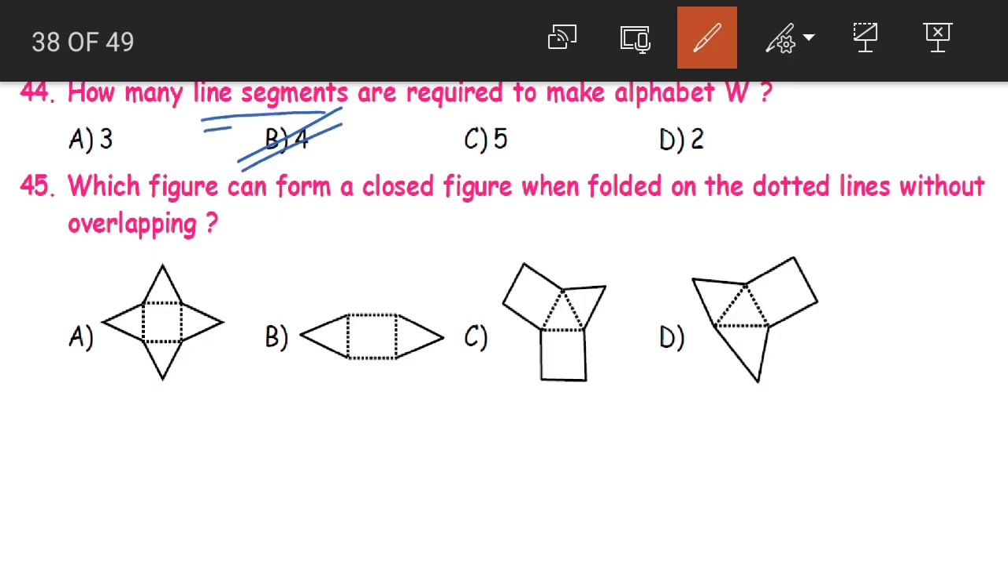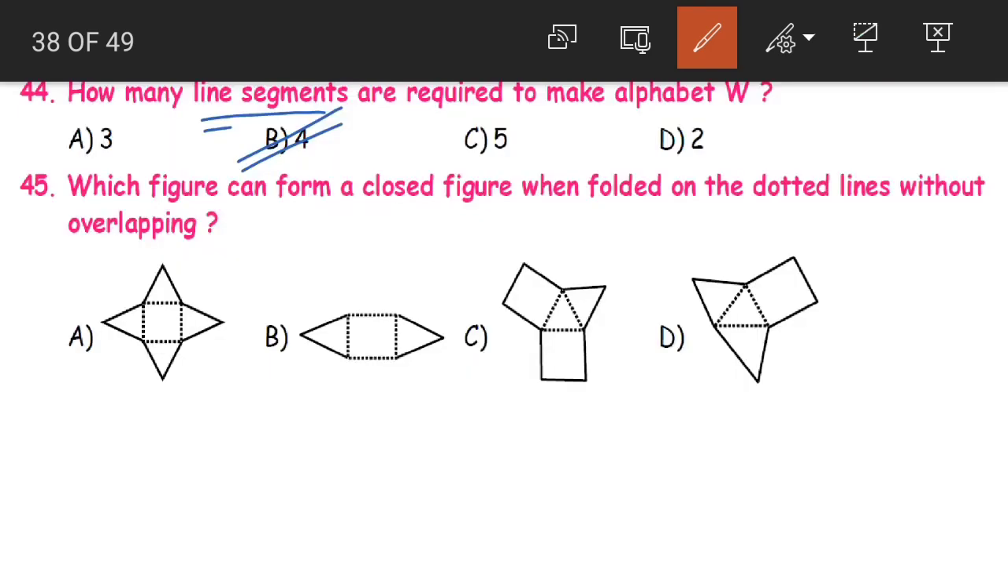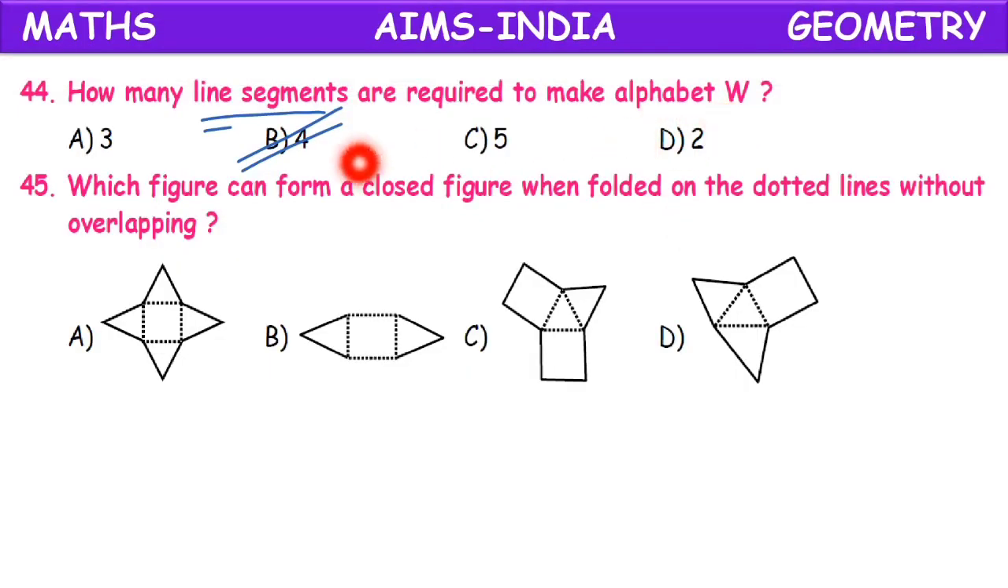You remember what is a line segment, right? A line segment is one that has two endpoints. Yes or no? Yes. So we cannot extend it in any direction. It has two endpoints. So to write the alphabet W, we need 4 such line segments.